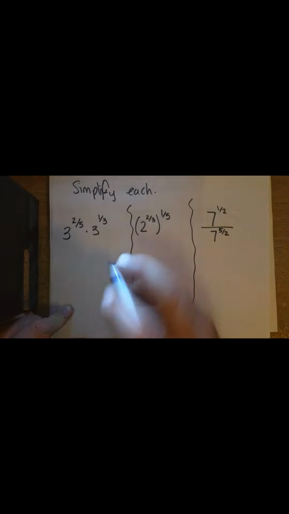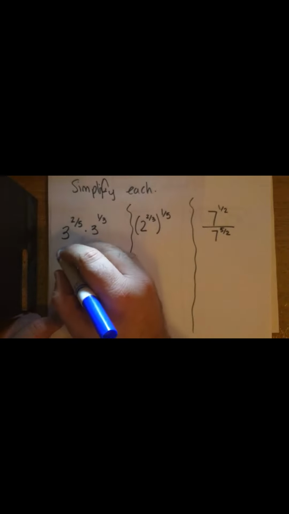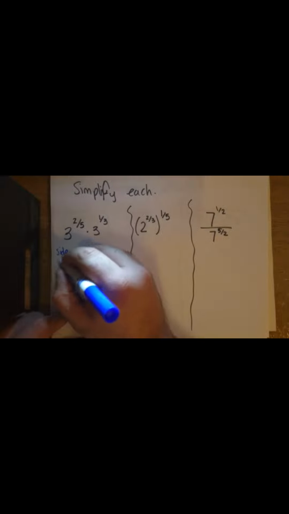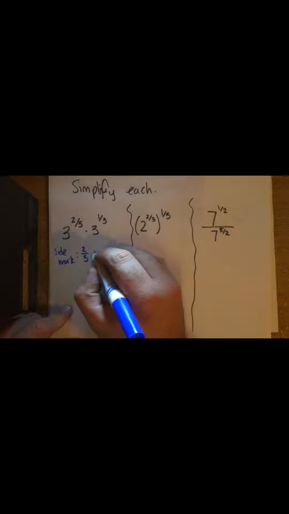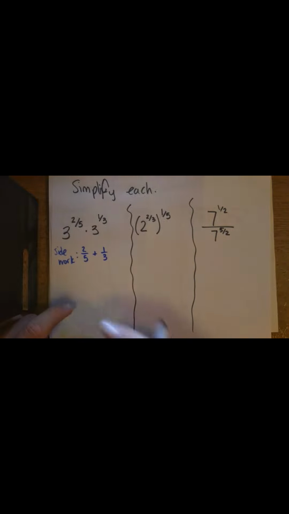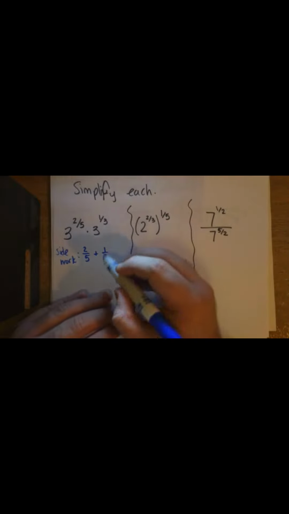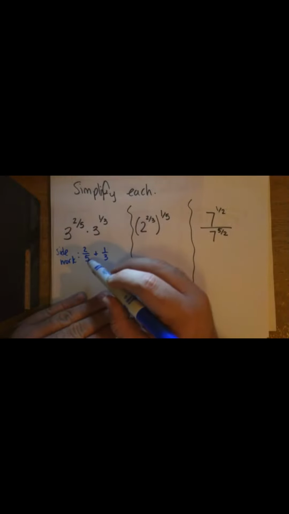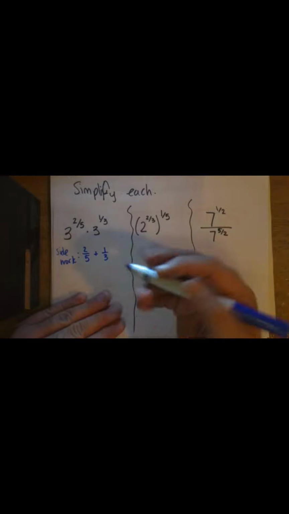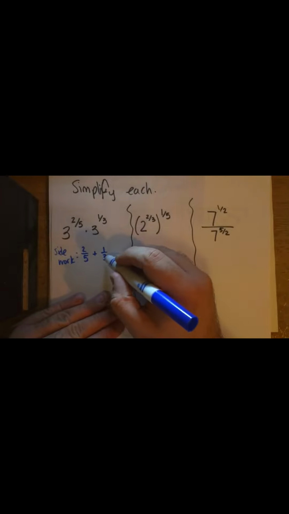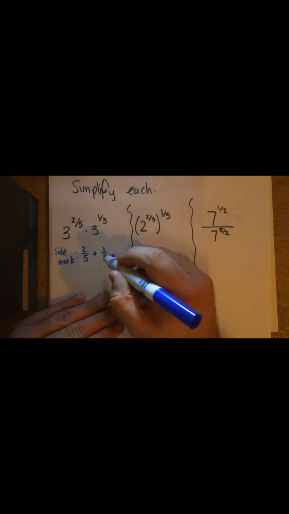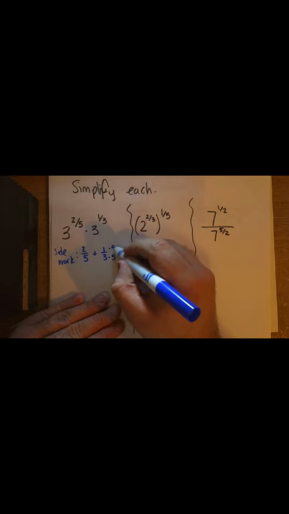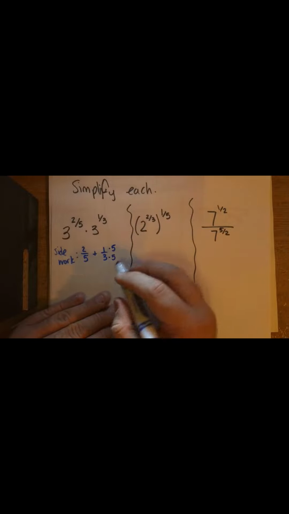Well, how do you add 2/5 and 1/3? So we're going to do a little side work here. 2/5 plus 1/3. To add fractions, what do you need? You need a common denominator. Well, what's a common number that 5 and 3 go into? That would be 15. So to make this 3 into a 15, I would have to multiply it by 5. But what I do to the bottom of a fraction, I do to the top, so I don't change the value of the fraction.